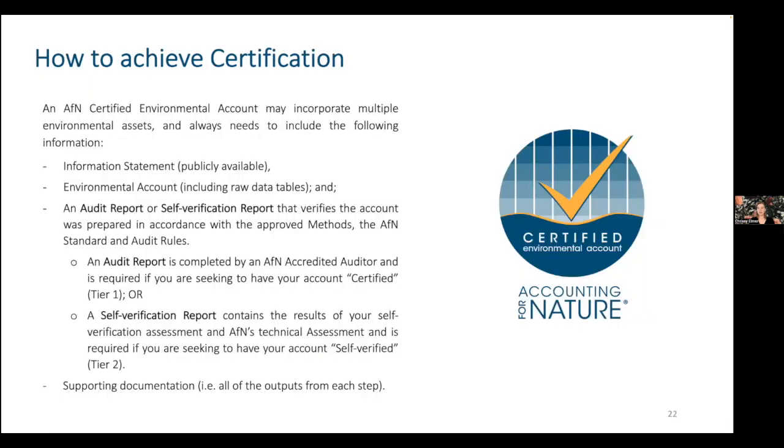So once you've built your account, you are eligible to submit your account for certification by Accounting for Nature. And if you are choosing to have your account certified, you will need to produce what we call an information statement. This is basically a technical report that walks through exactly what you did. It explains all of your data sources and references. It interprets your results and discusses your results. And it's really important that this document is publicly available because it provides all the transparency around your environmental account. If you're making any claims about your environmental account, people can go back and read that information statement as a source of truth.